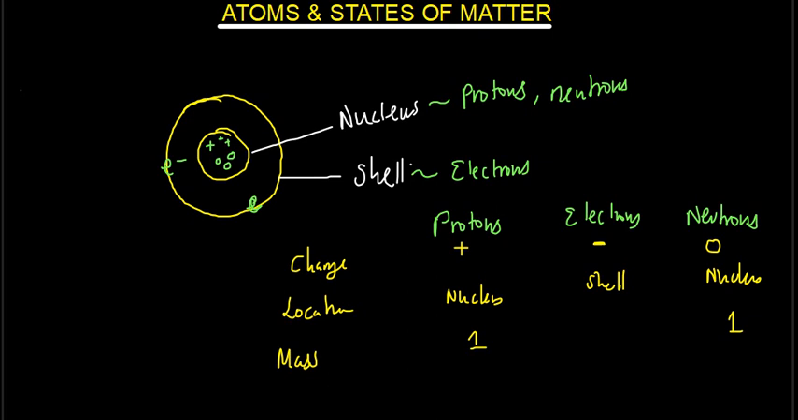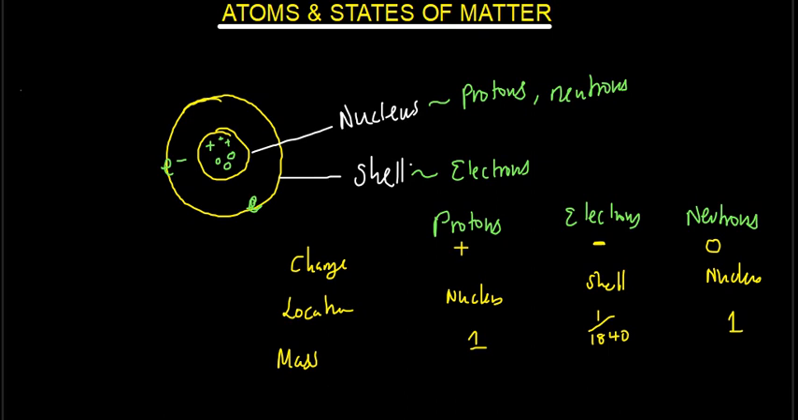But the mass of an electron is given as 1 divided by 1840. Make sure that you know this, alright? So these are the masses. So the meaning of this is that an electron is way lighter in comparison to protons and neutrons, which are very much heavier. Okay, very important.